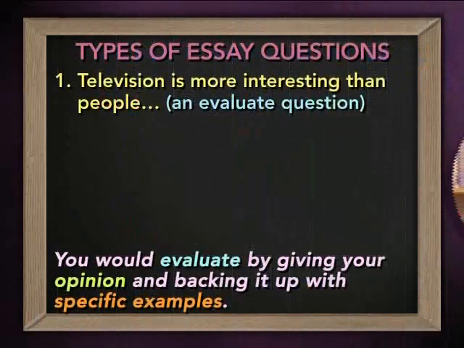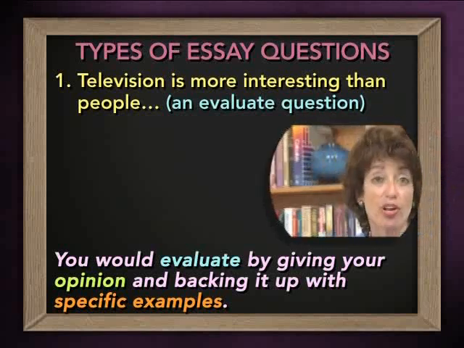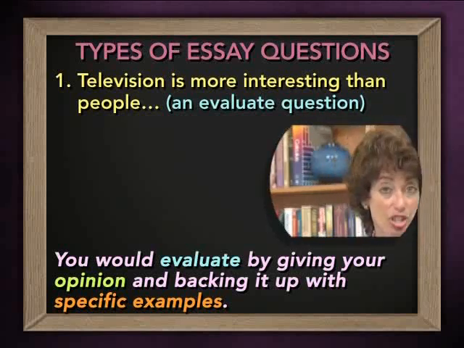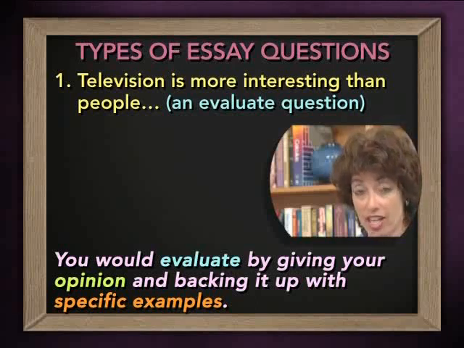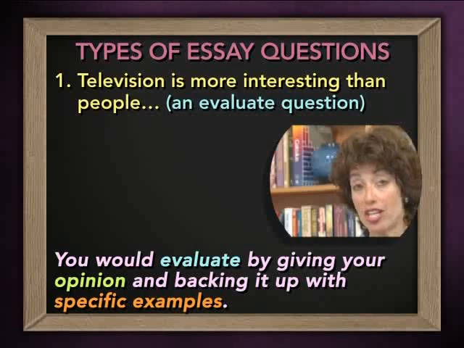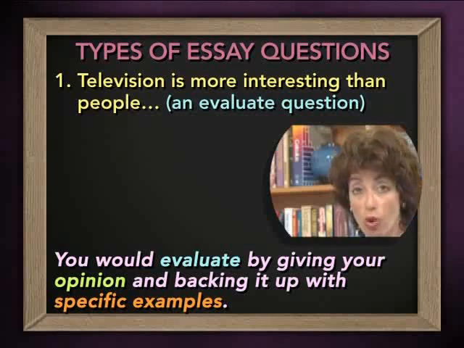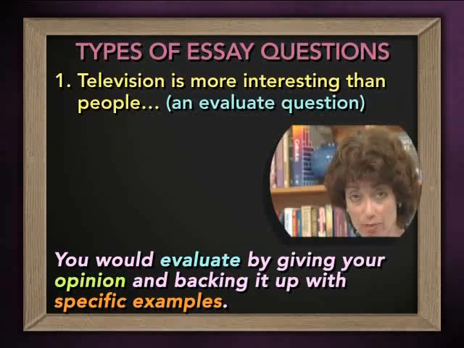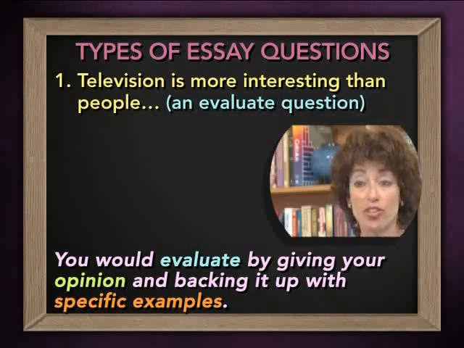Now, looking at this question, remember we said this was an evaluate, so you're asked to agree or disagree. What you would do is decide which side of this issue you're on. Do you think television is more interesting than people, or do you think people are more interesting than television? Once you figure that out, you would give that opinion, and then back it up with specific examples. So you might say, for example, people are more interesting than television, and you would give 3 examples. You might talk about your father, your mother, and your Aunt Alice, all of whom are very interesting people, and give examples of what they do that's very interesting.